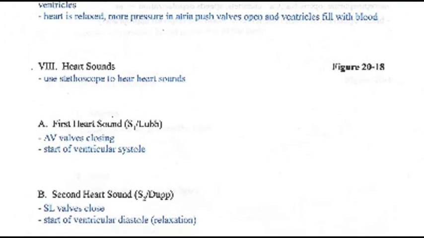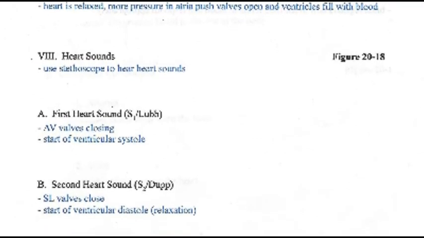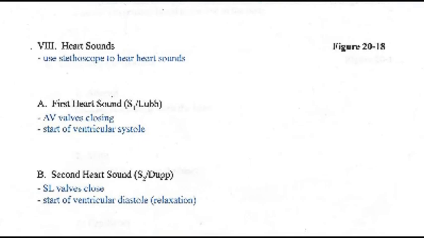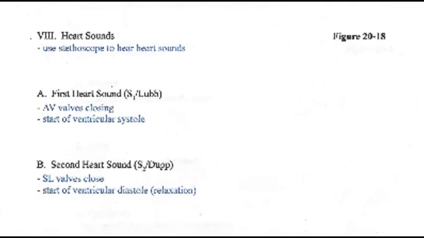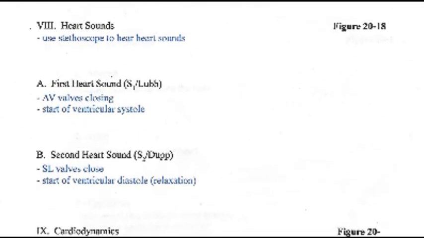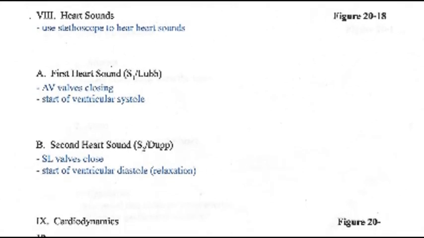Also in ventricular diastole, the heart is relaxed, and there is more pressure in the atria, which push the valves open, and the ventricles fill with blood.